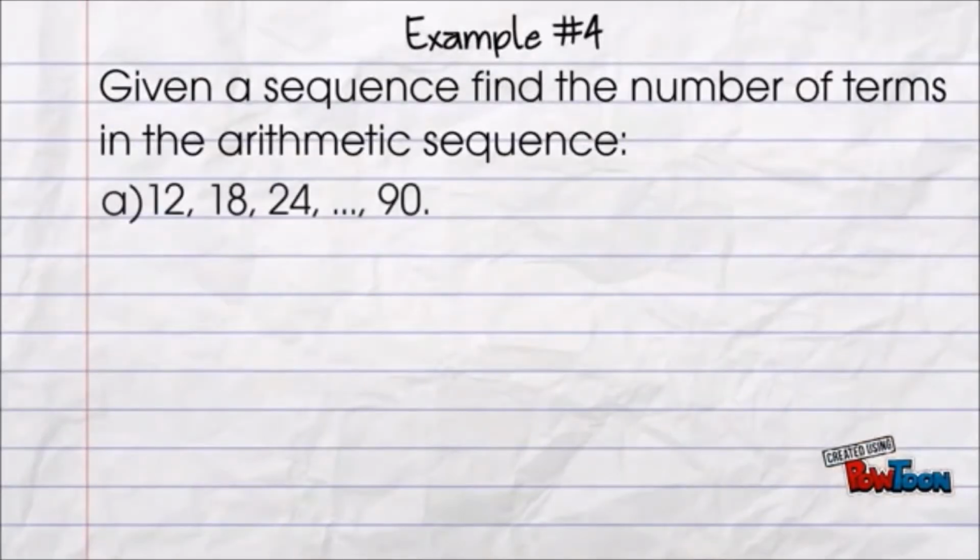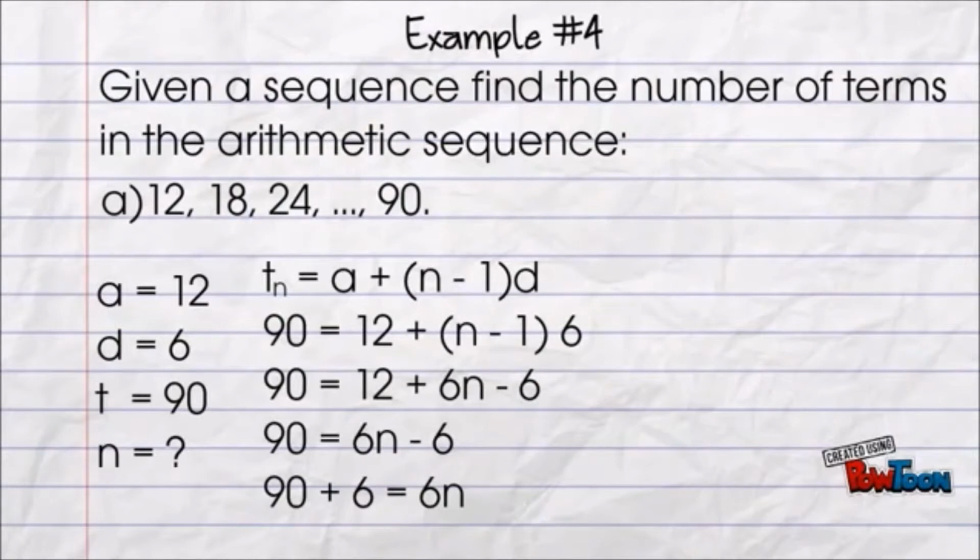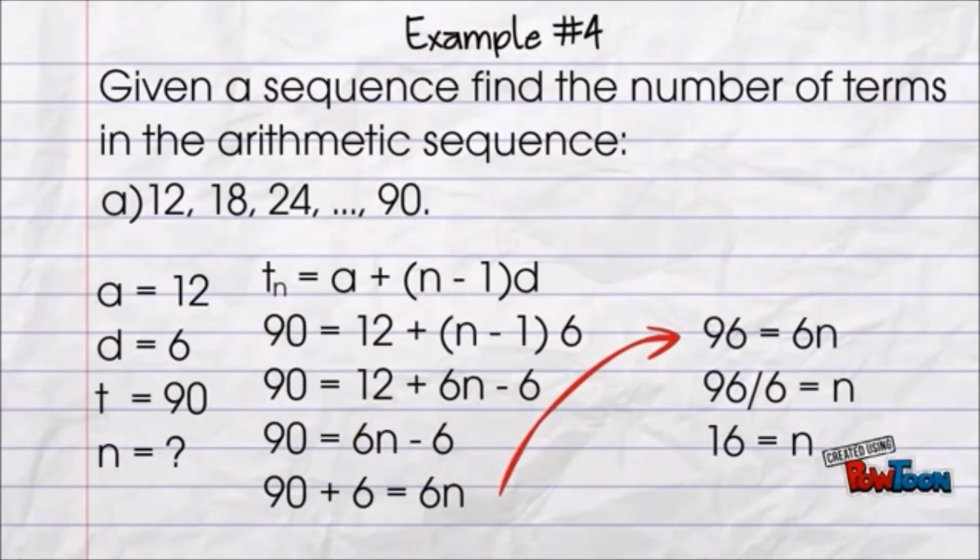Example number 4 is asking us to find the number of terms in the arithmetic sequence given. Before tackling this problem, we should first list all our knowns like I have on the left-hand side. Then we can input it into the arithmetic sequence formula to get a total of 16. Therefore, the number of terms in this sequence is 16.